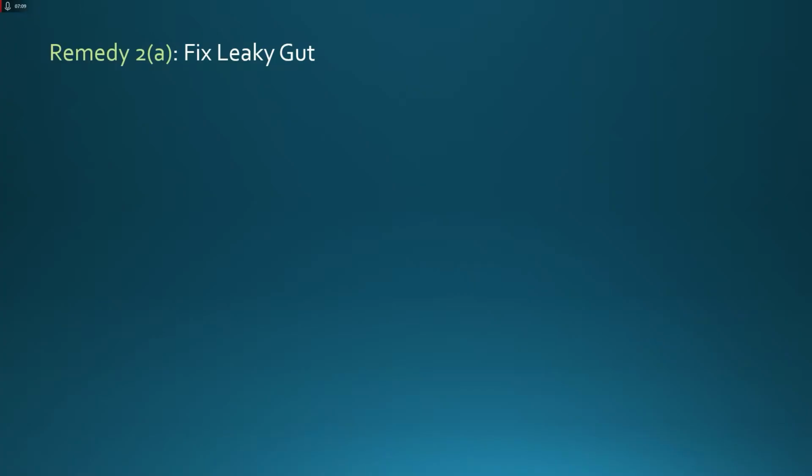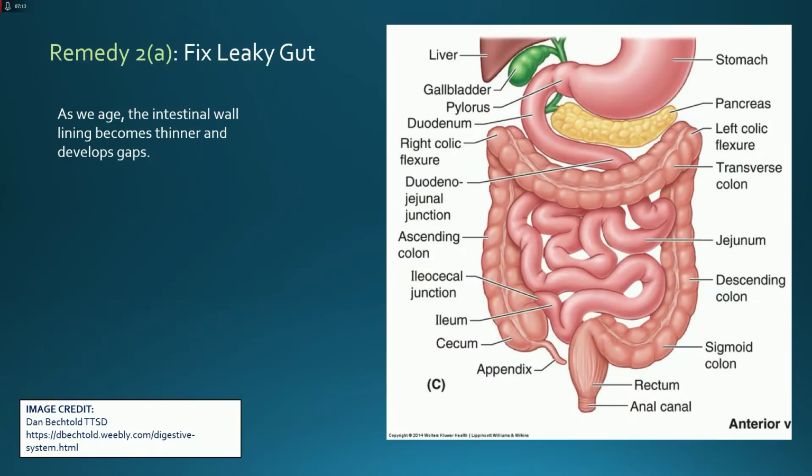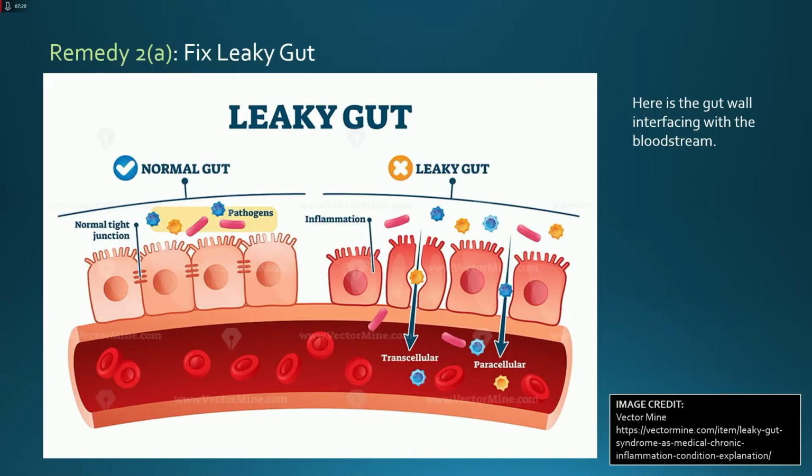Remedy 2A, fix leaky gut. This is the most important. As we age, the intestinal wall lining becomes thinner and develops gaps. Here is the gut wall interfacing with the bloodstream.